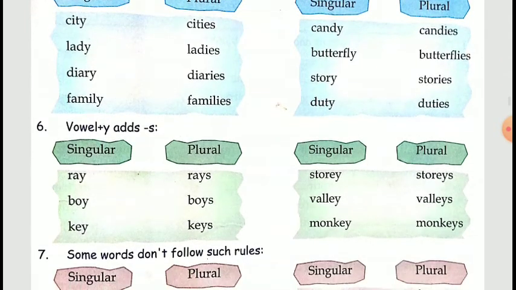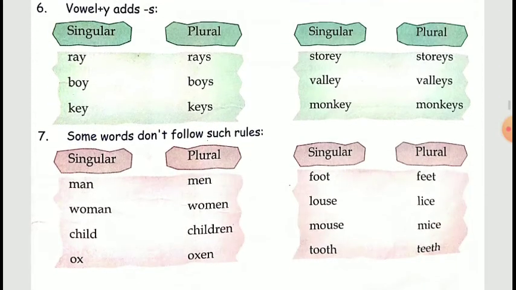Now, the next rule, rule number 6, says that in all the words which have Y at the end, but before Y there's a vowel, not a consonant, in such cases you don't have to remove the Y, rather you just have to add an S to it to form the plural forms. Ray will become rays, boy, boys, key, keys, valley, valleys, monkey, monkeys.